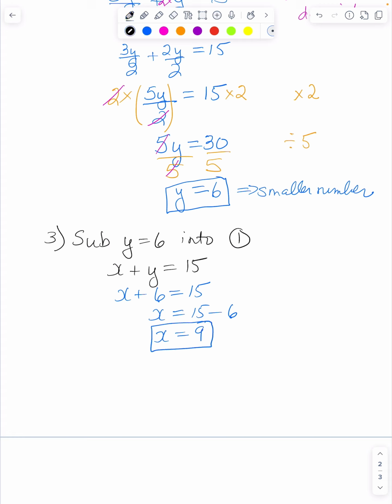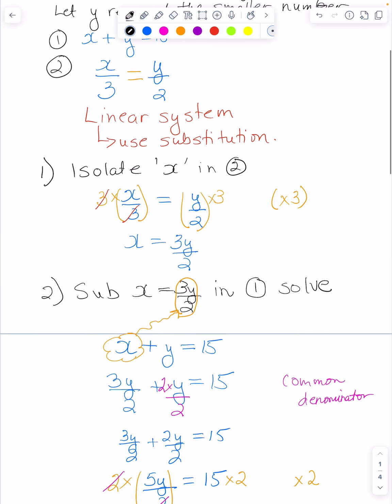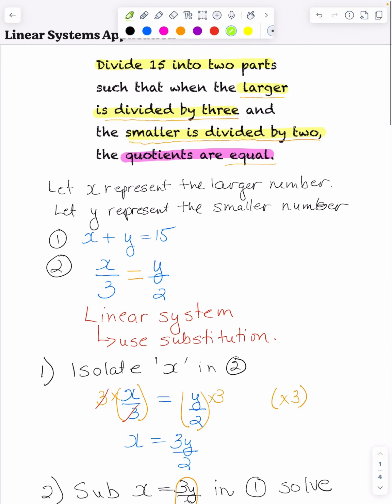Step 4 is to do my check. And the check is the 2 parts. My 2 parts are 9 and 6. Do they add to give me a 15? Check, yes. My second part is that when I go back and take a look, it tells me that the larger number is divided by 3 and the smaller number is divided by 2.